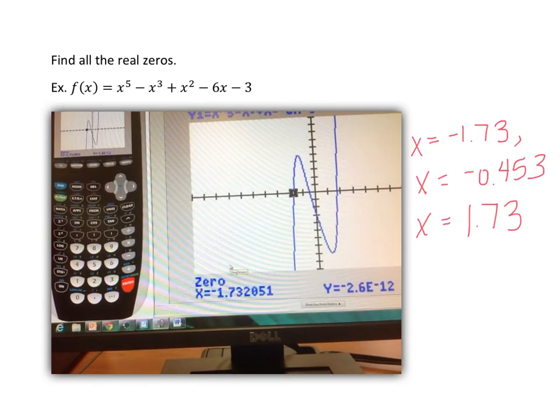So after repeating the process, I found the one that I did on the video, and I found 2 more with the same process. So this is the last resort you can do when your polynomial does not factor.